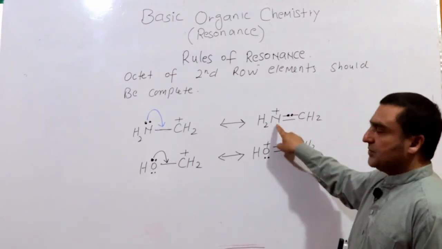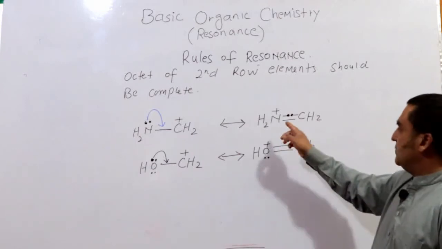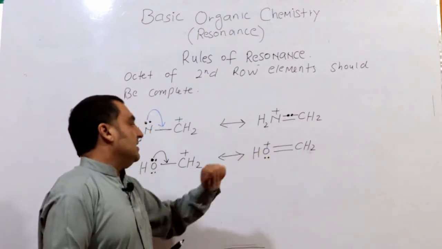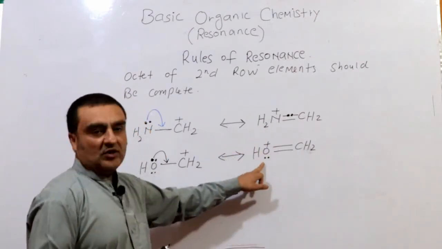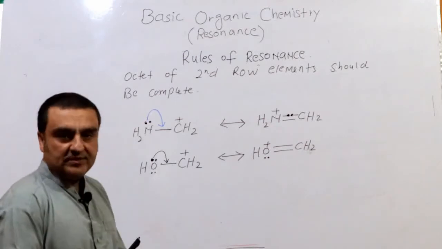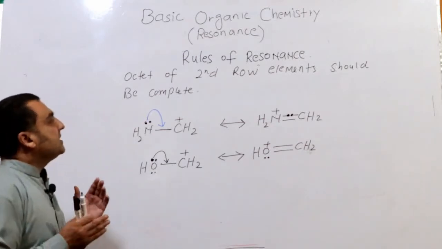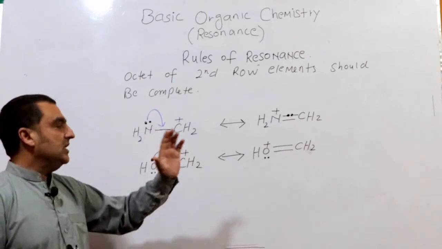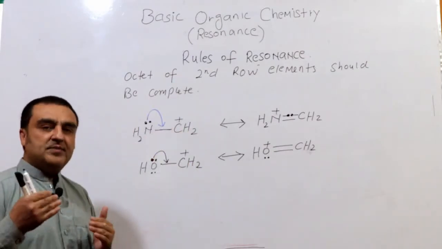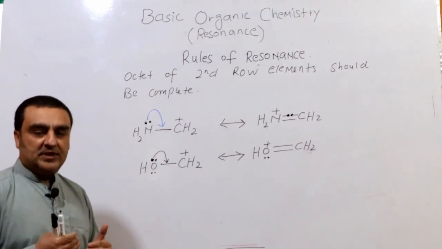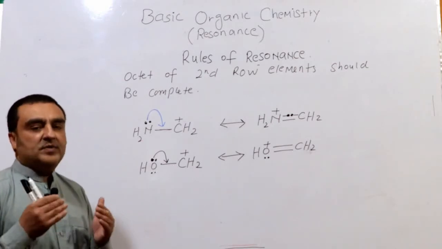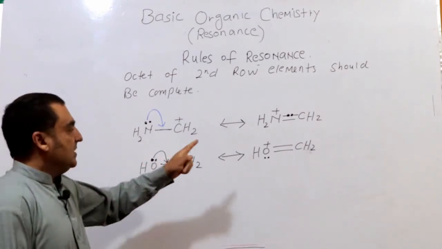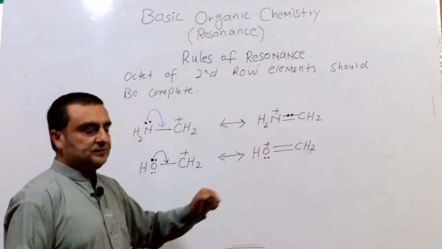In this structure the nitrogen acquires a positive charge, but as you count the electrons around it, its octet is again complete. The octet of the oxygen is again complete. So according to this rule, those structures in which the octet of the elements of the second period is complete will be good structures. According to the above definition, those are good structures.